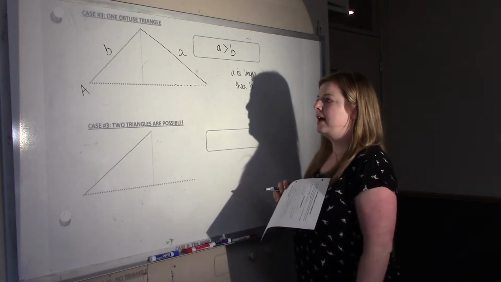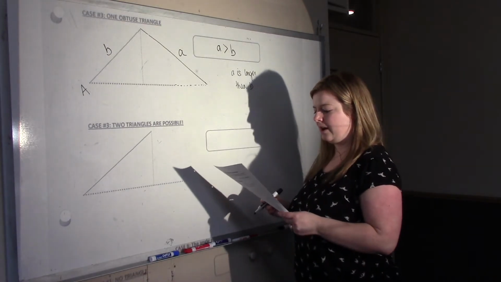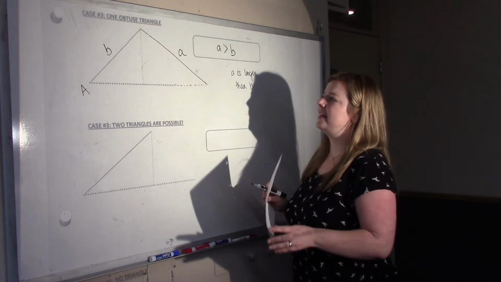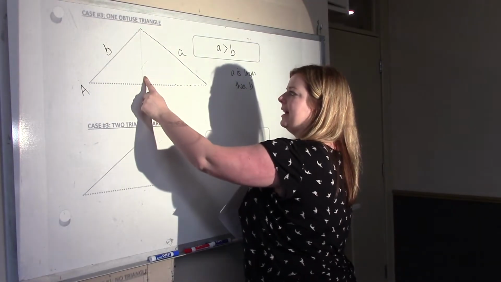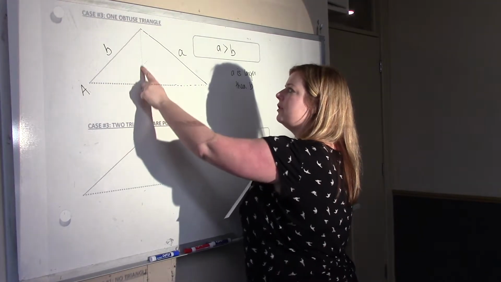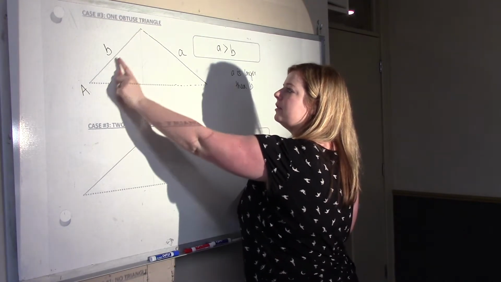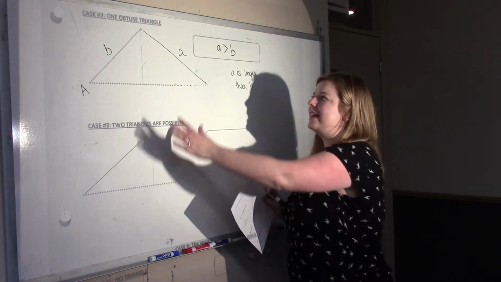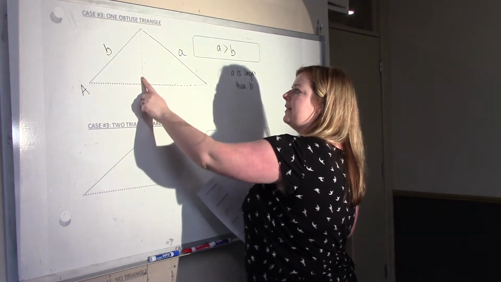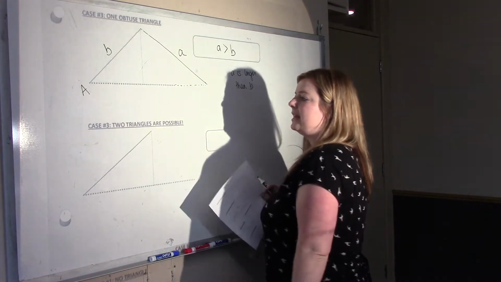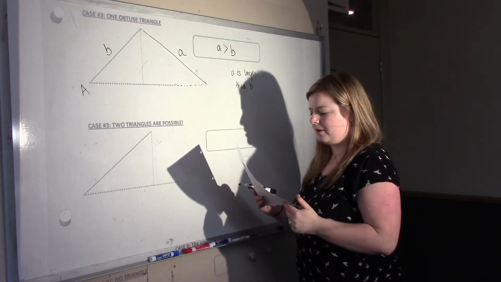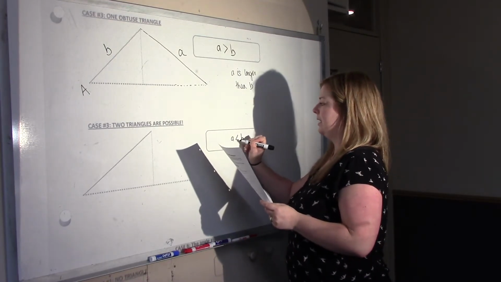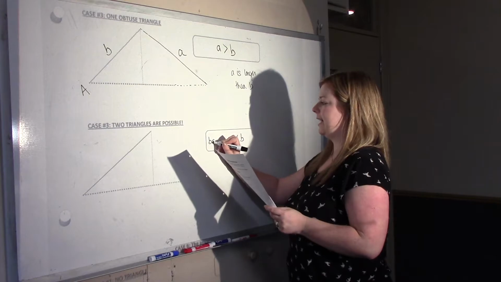All right? But we get to the case now where A is bigger than the height, so it's longer than the height, but smaller than B. What if the length of A is longer than this height and smaller than B? That's when you get that two triangles are possible, when A is less than B, but greater than B sine A.